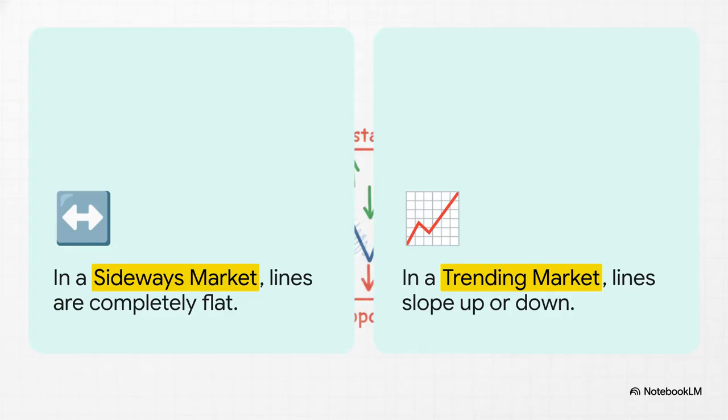Now, it's really cool to notice how these levels adapt depending on the market conditions. In a sideways market, your support and resistance lines are going to look completely flat and horizontal, kind of like walking down a regular hallway. But in a trending market, whether that's an uptrend or a downtrend, those lines will slope up or down, forming what we call trend lines. It's like walking up or down a staircase. The concept remains exactly the same. The floor and ceiling are just tilted.